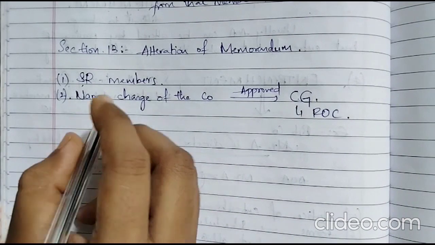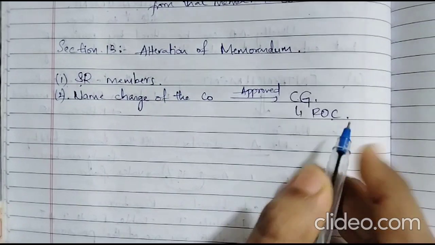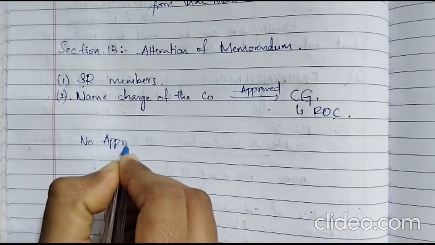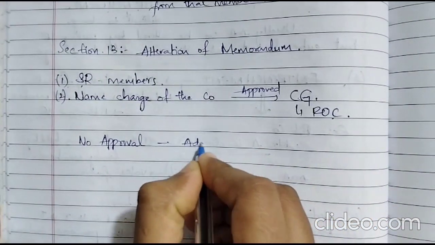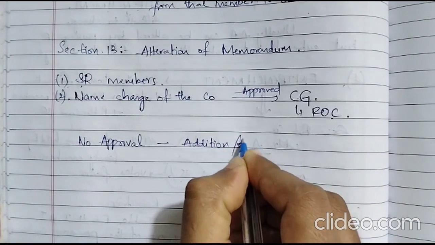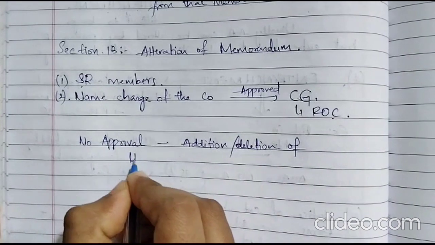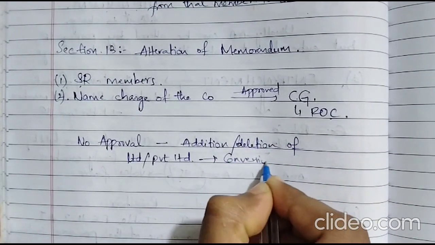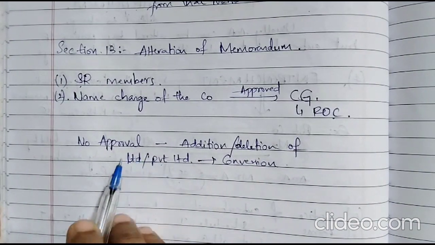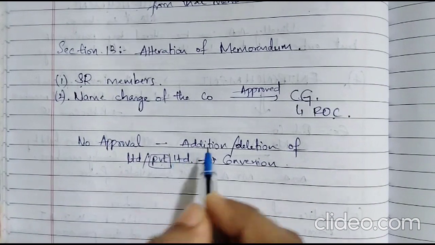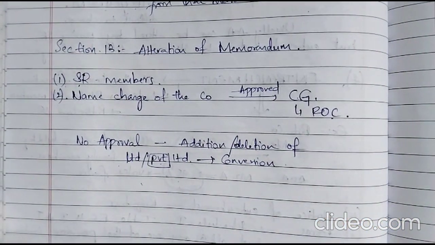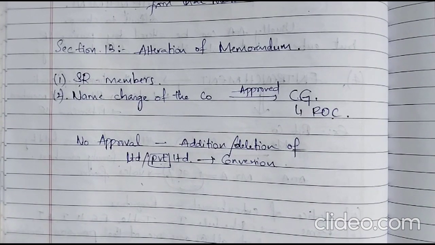If there is no name change, you don't have to take approval. No approval is required. If there is any addition or deletion of limited or private limited due to conversion of company, suppose a private limited is converted into limited, so you have to delete this name. You don't have to take approval for this purpose. It's just the normal way, that is subsection 2 and subsection 3 of section 4 that we have already studied. You should follow that.